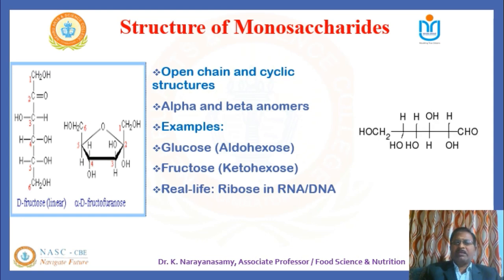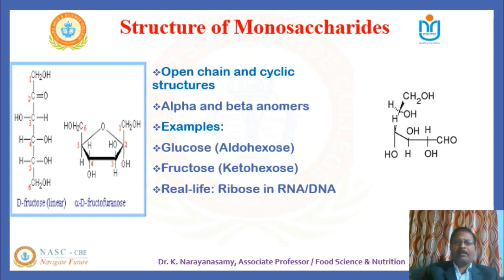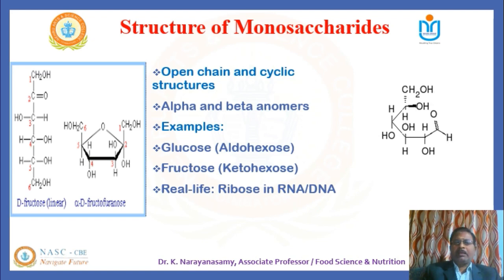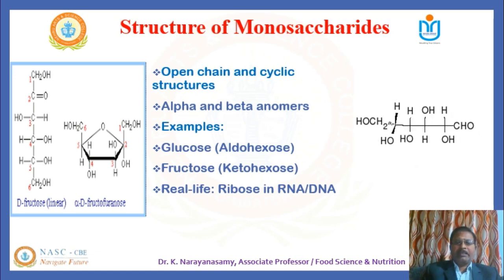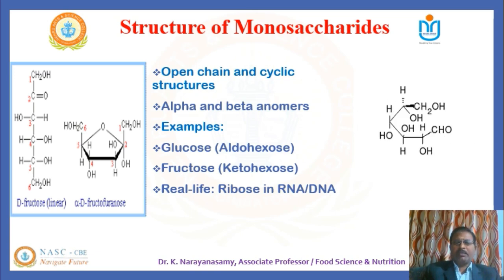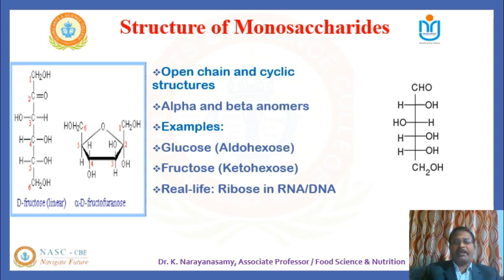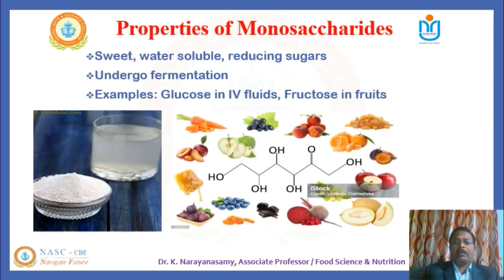Based on the position of this OH group on the second carbon atom, they can be called 2 anomers: alpha anomer and beta anomer. This is alpha D fructofuranose, the alpha anomer. Examples for these alpha and beta anomers: glucose, an aldohexose; fructose, a ketohexose. In real life, we have ribose sugar, a pentose sugar that is present in DNA and RNA.